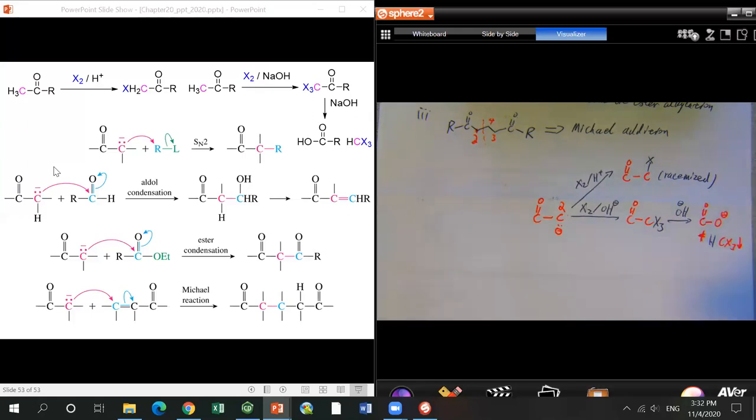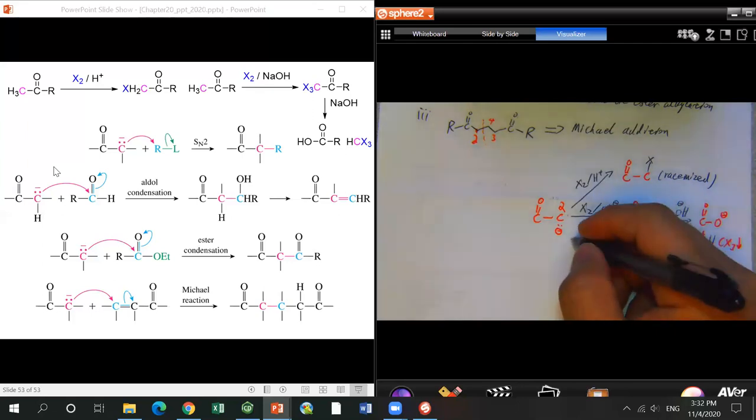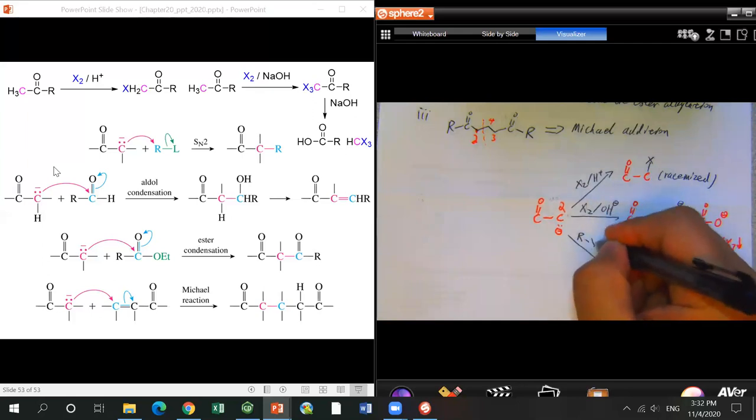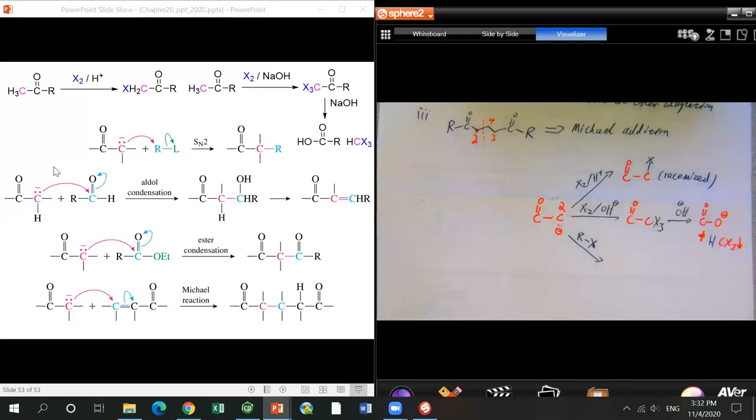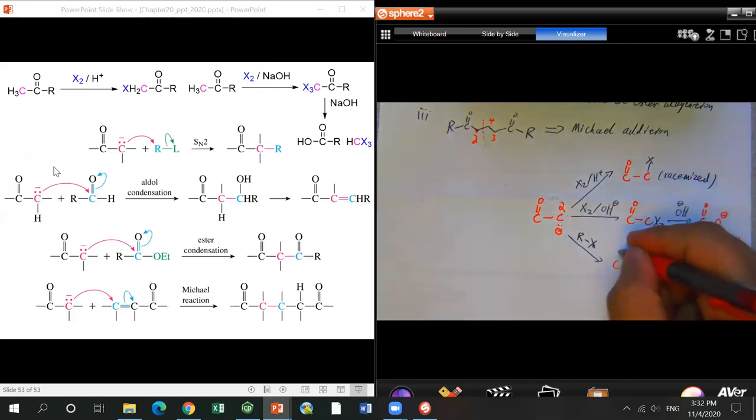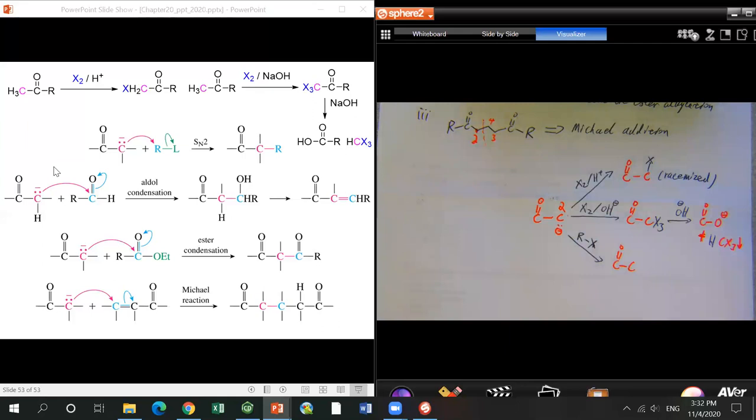And then we also learned alkylation. Alkylation is pretty easy, with a leaving group, any halide. Once your reaction is done, you just put an alkyl group onto the alpha carbon.